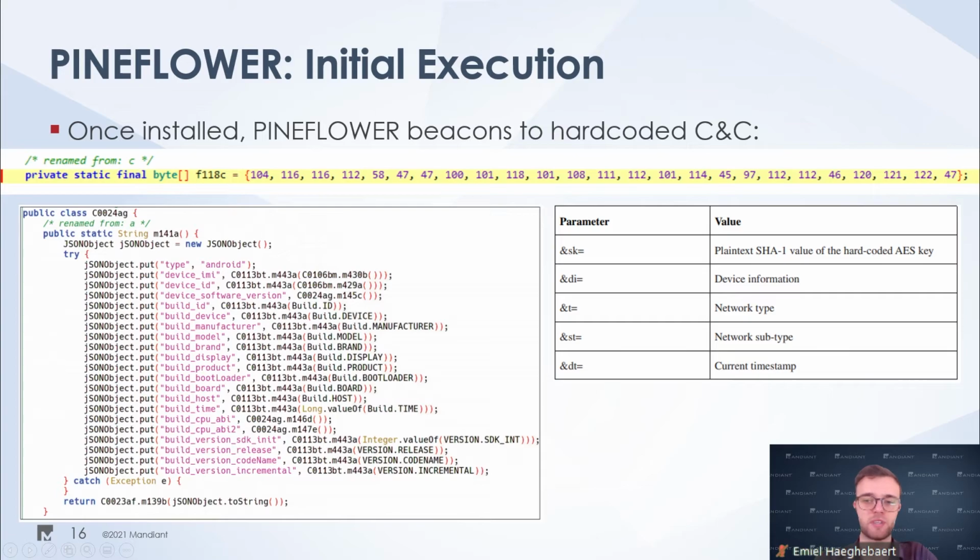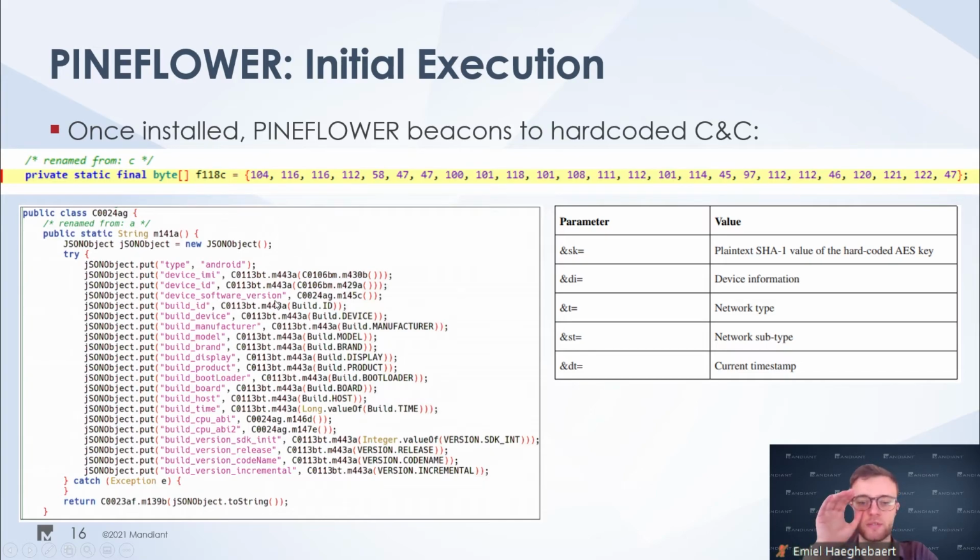And the beacon, which is sent to the command and control server through an HTTP POST request, contains the information displayed here on the right. So a SHA-1 value of the hard-coded AES key, more on that later, as well as device information, network type, subtype, and a timestamp. The device information, the DI parameter, is formatted into JSON, specifically in the key value pairs displayed here on the left.